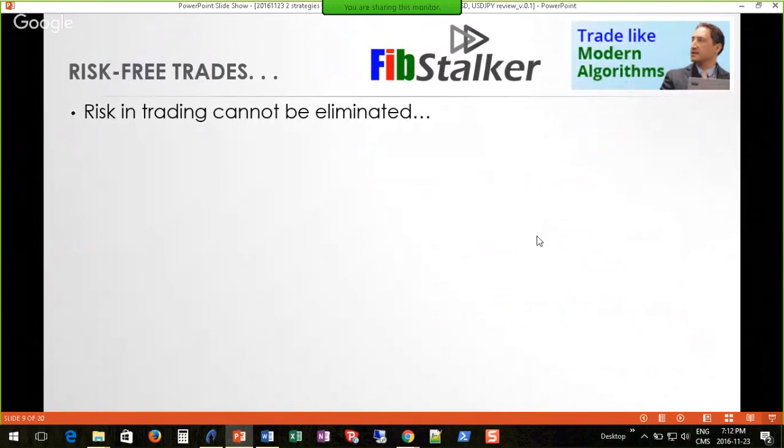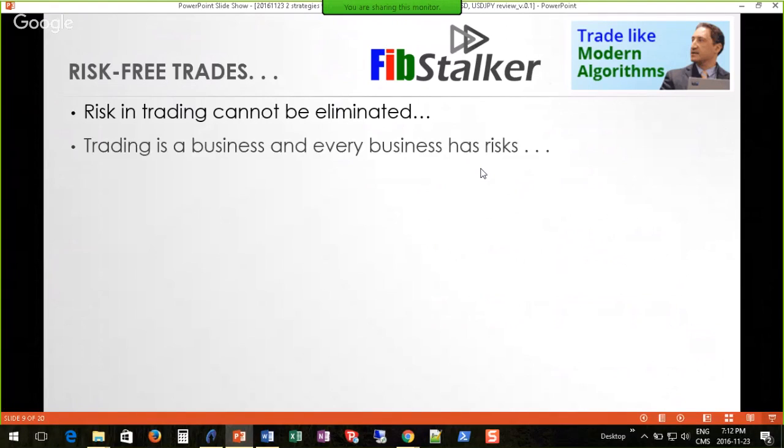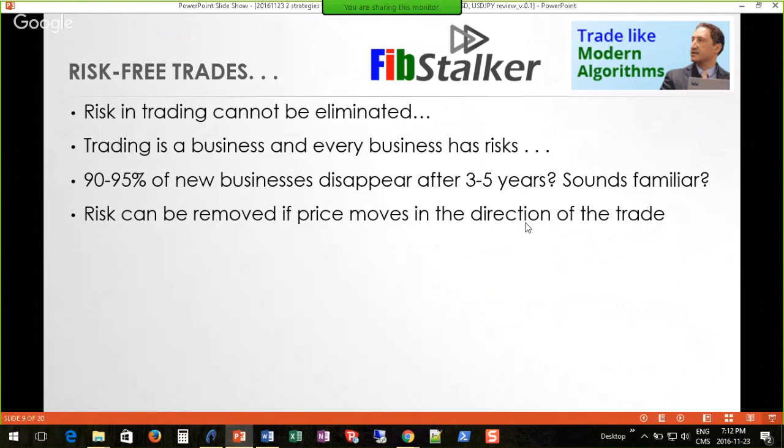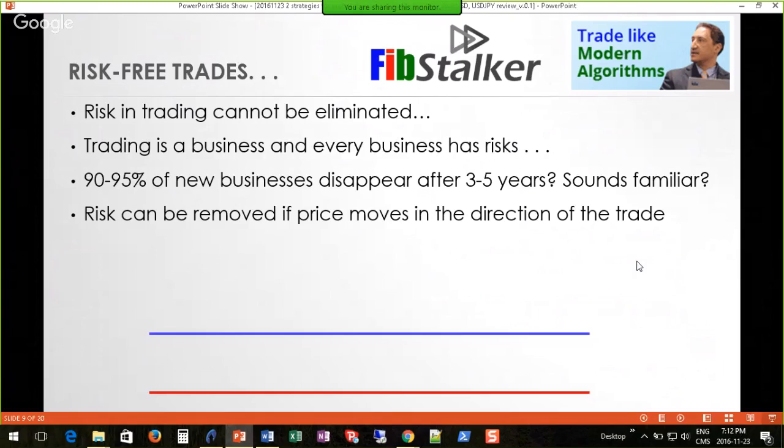Now, as I mentioned before, to introduce the first strategy, I need to talk a little bit about risk-free trades. When I speak about risk-free, it doesn't mean that we can remove risk from trading. That's impossible. Although trading risk cannot be eliminated, and we have to consider trading as a business, risk can be removed if price behaves in a certain way. So if price moves in the direction of the trade early enough during the trade lifetime, and here I want to show an idea of what that risk-free trade is.